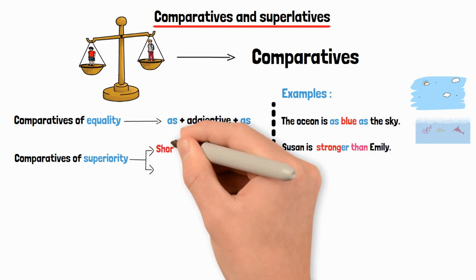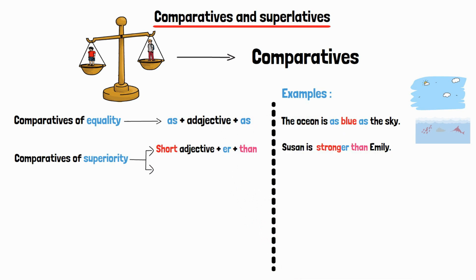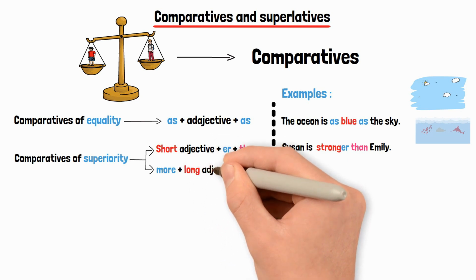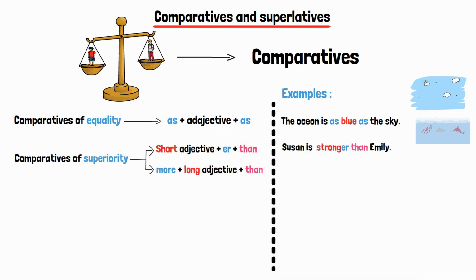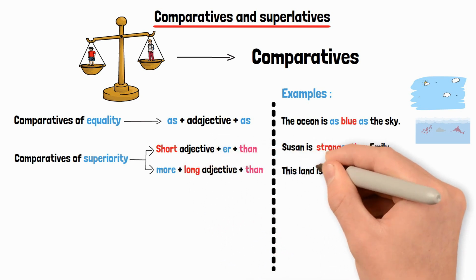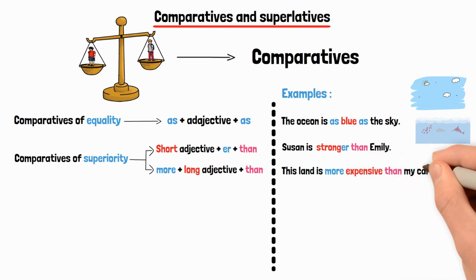Short adjective plus er plus than. In case the adjectives are long, just like intelligent or expensive, we use more plus long adjective plus than. This land is more expensive than my car.